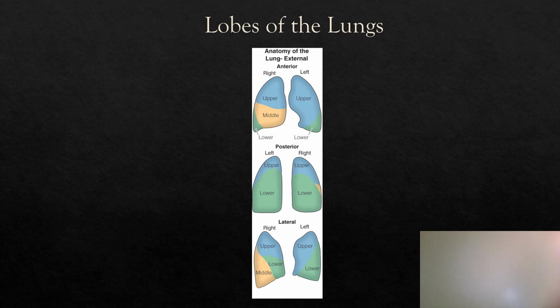When you turn the client around and you're looking at the posterior side, there's really only 4 areas of the lung that we're going to auscultate. However, we still will auscultate the same way, and I'll discuss that here momentarily. But this picture just shows you where the different lobes are located. And then the lateral shows you the sides.